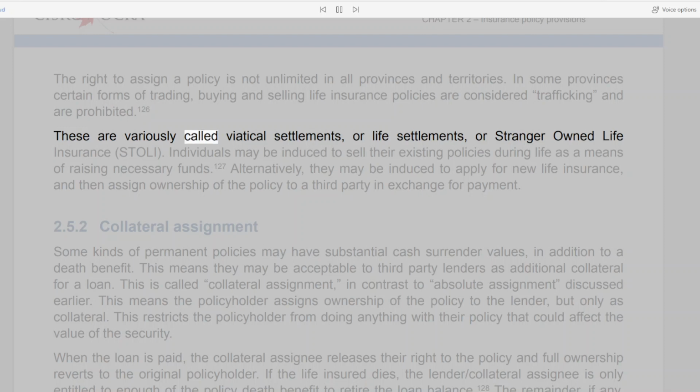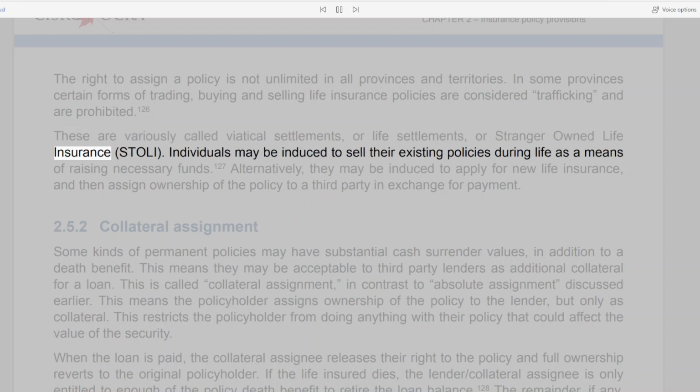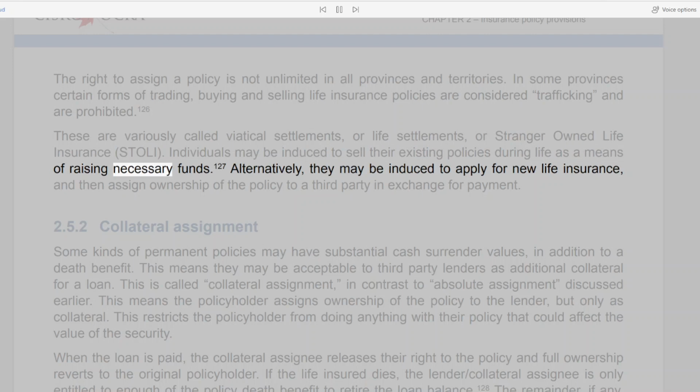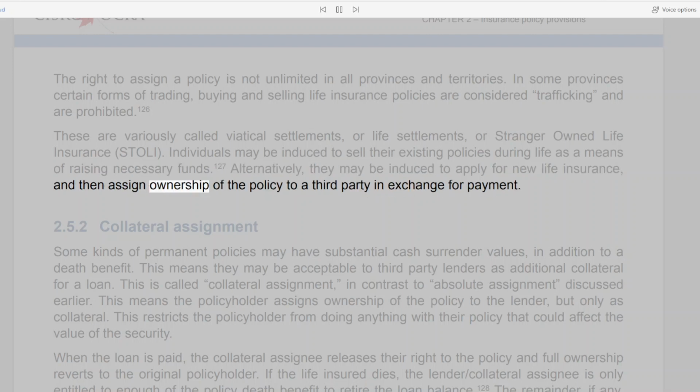These are variously called viatical settlements, or life settlements, or stranger-owned life insurance, STOLI. Individuals may be induced to sell their existing policies during life as a means of raising necessary funds. Alternatively, they may be induced to apply for new life insurance, and then assign ownership of the policy to a third party in exchange for payment.